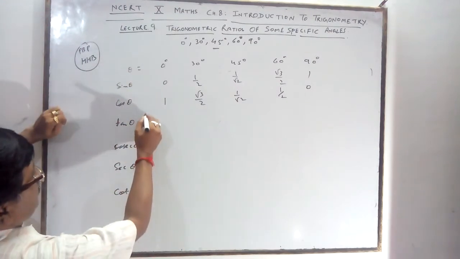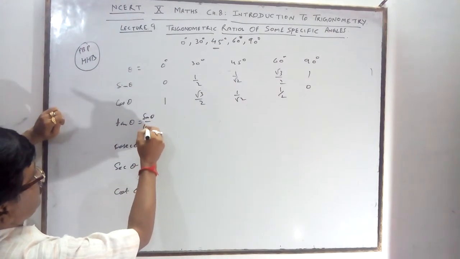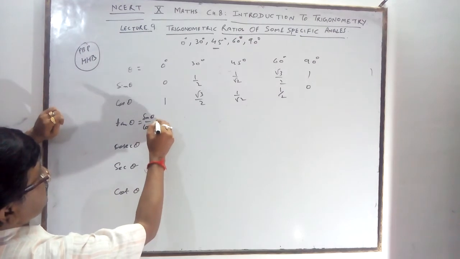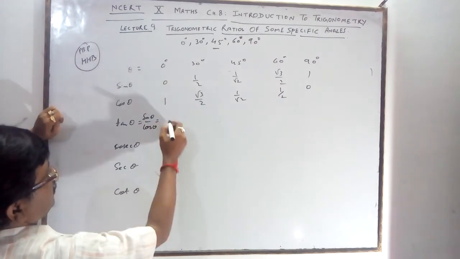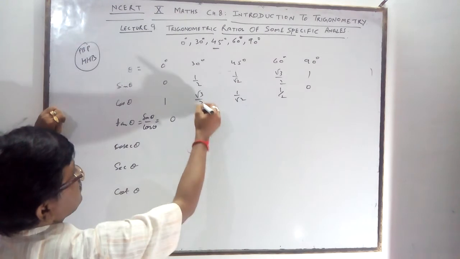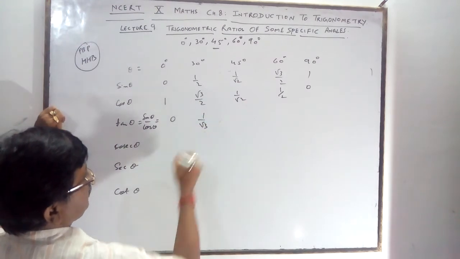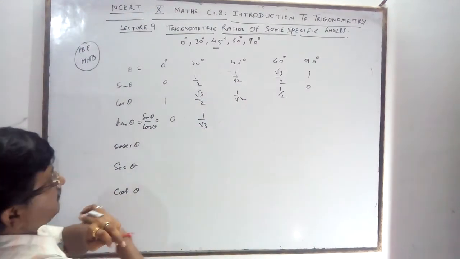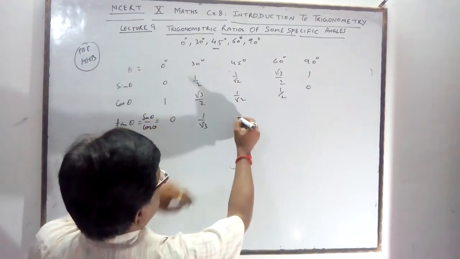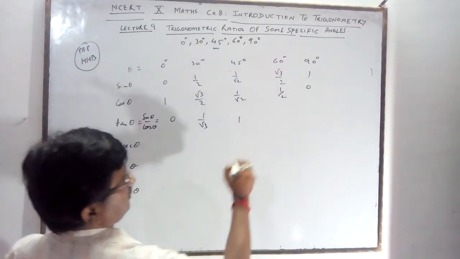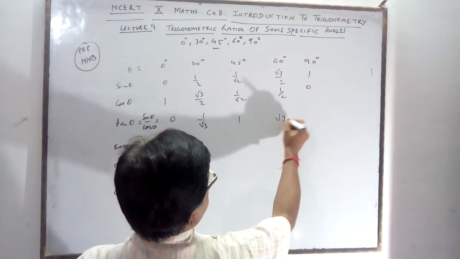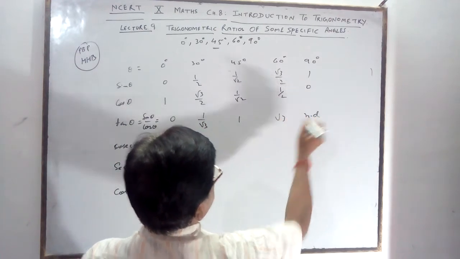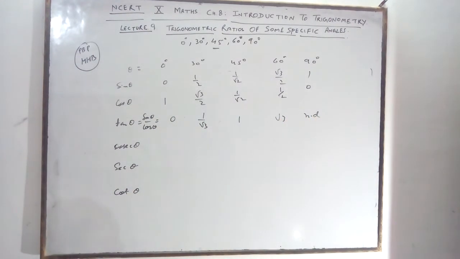Tan is sin upon cos. You know sin theta upon cos theta is equal to tan theta. So 0 upon 1 is 0. These two will be divided, you get 1 by root 3. For tan theta, root 2 cancels, 2 and 2 cancel, root 3. 1 upon 0 is not defined. Simply you are getting this.